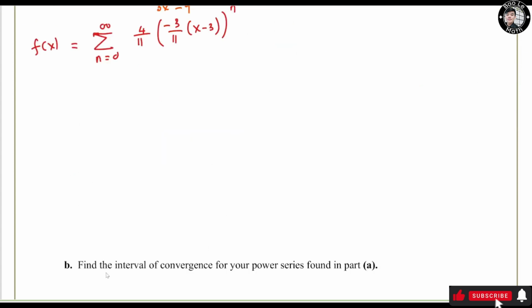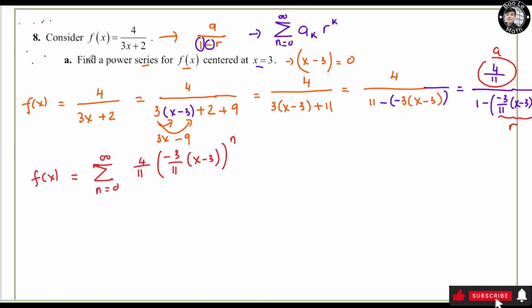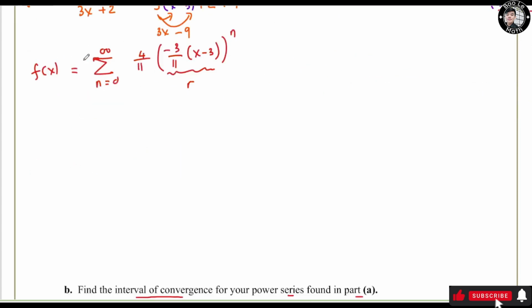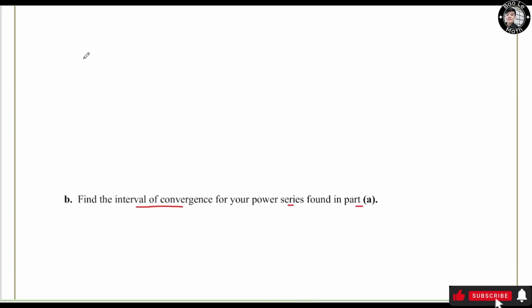Now let's move on to part B. Find the interval of convergence for your power series found in part A. Remember, the geometric series converges if the absolute value of the common ratio is less than 1. This one right here is the common ratio, so we need the absolute value of negative 3 over 11 times (x minus 3) less than 1.